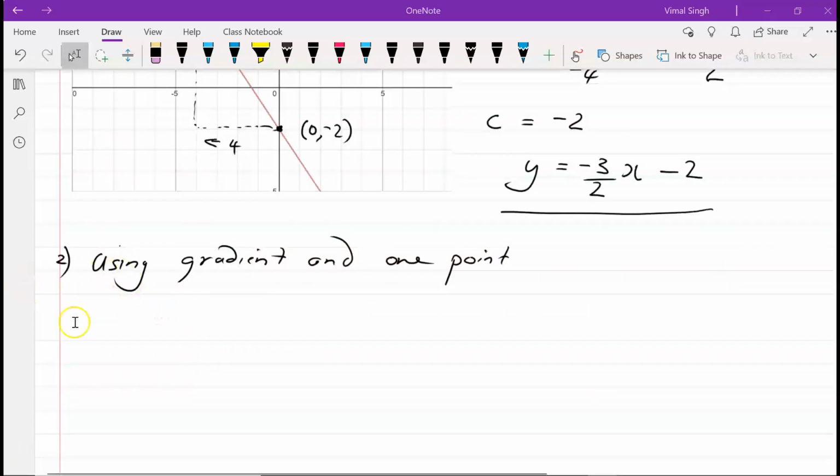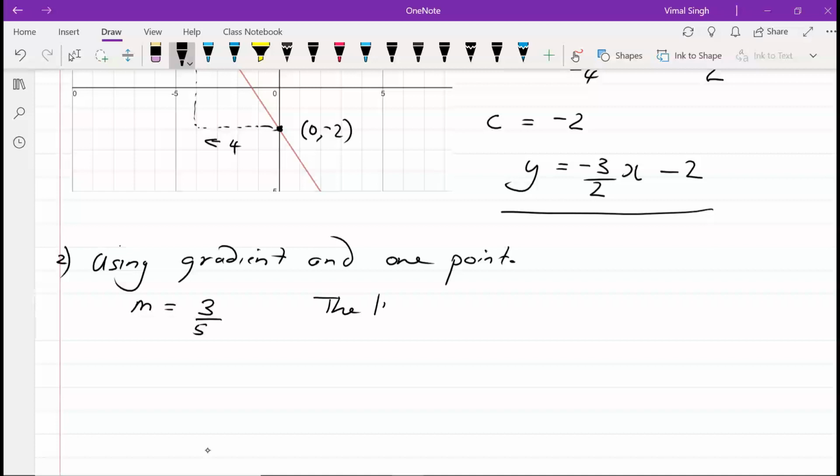Okay, so the second method I want to look at is using the gradient and one point. How do I use a gradient and one point to figure out the equation of a straight line? Let's say the gradient is m equals 3/5, and the line passes through the point (2, 4). So now I need to figure out how I'm going to write the equation.